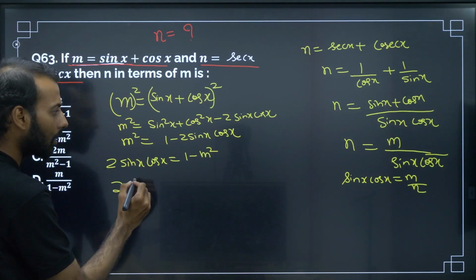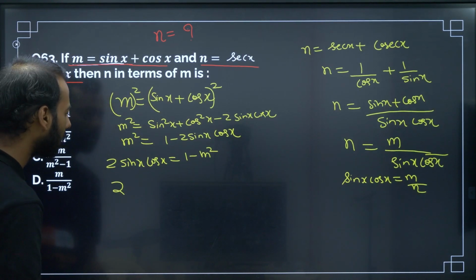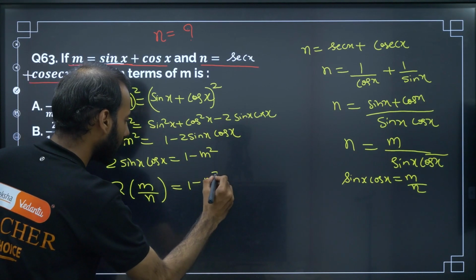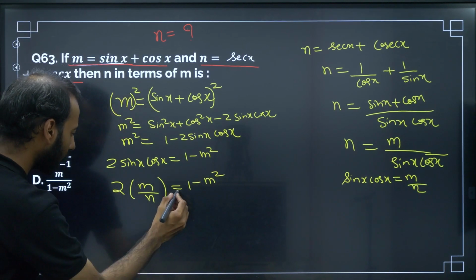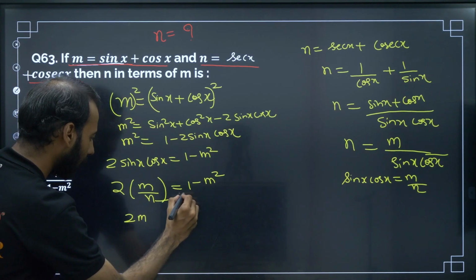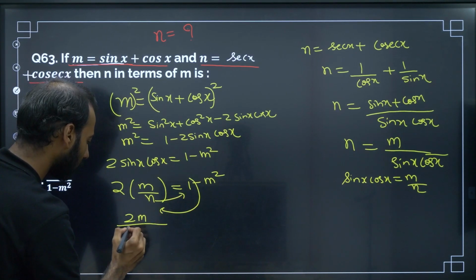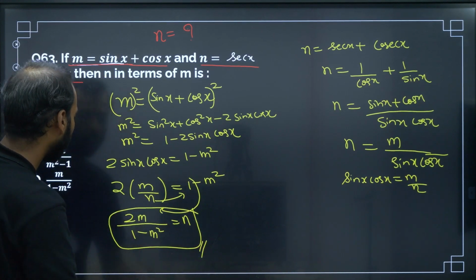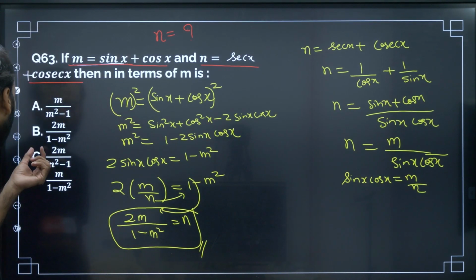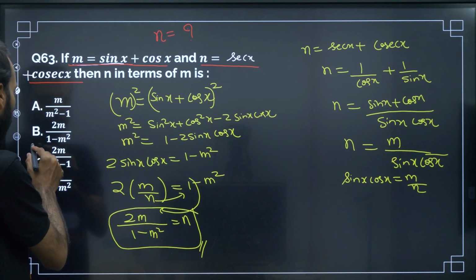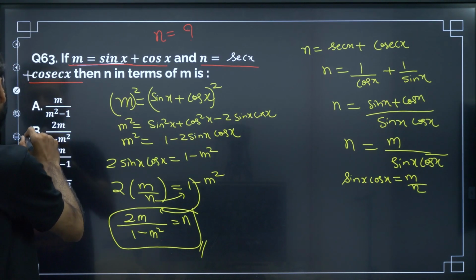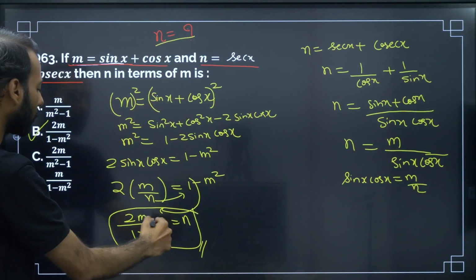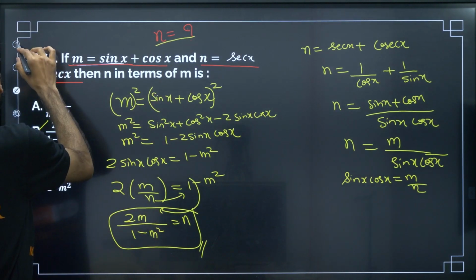Next, in place of sin x cos x I will write m by n, so 2 m by n is equal to m square minus 1. Next, I will transpose this n and this term, so n is equal to 2m by m square minus 1. Is there any option? 2m by m square minus 1, that is the answer. We were supposed to find n in terms of m. Next, moving on to next question.